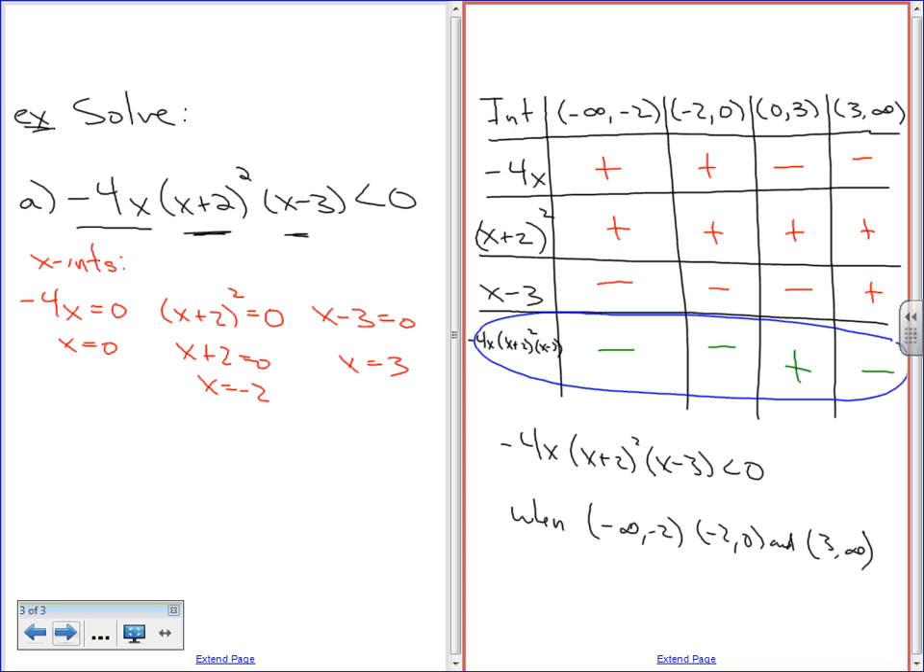So say this was the answer to my question, which obviously it is. And then I wanted to be lazy and say, okay, since this goes from negative infinity to negative 2, and this goes from negative 2 to 0, can I just combine these and say from negative infinity to 0? Instead of writing these two down, would that just mean the same thing?